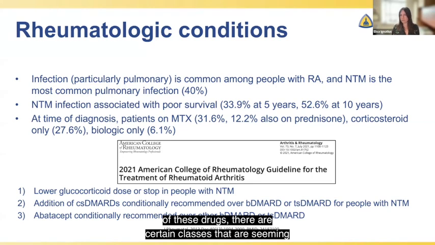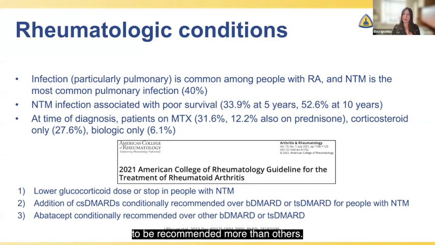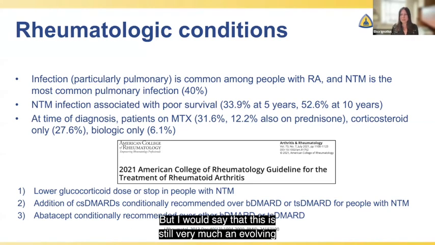There are certain classes that seem to be recommended more than others, but I would say that this is still very much an evolving area of medicine as more and more people are on these immunomodulatory therapies, on these biologics to treat these different rheumatologic conditions, and which, if any, are more or less associated with pulmonary NTM or with disseminated NTM. Again, I think this is still an area of science that's evolving.